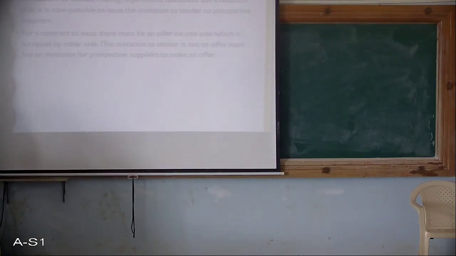Yes, of course, yesterday we had discussed that if there is an invitation from a user or the customer, it does not mean that the contract has been given to that particular person. We'll go to this particular line, you will understand it better. For a contract to exist, there must be an offer from one side which is accepted by the other side.